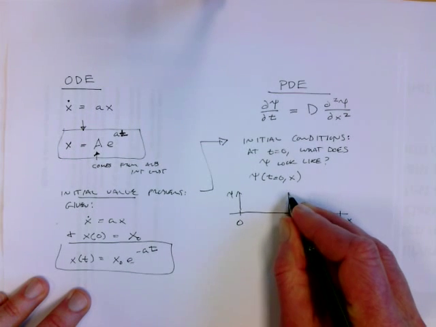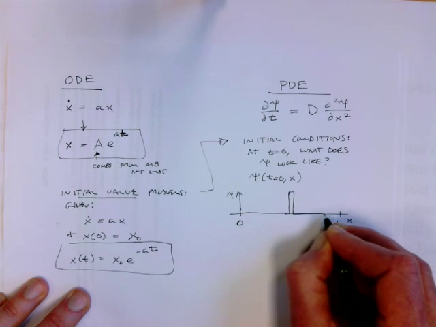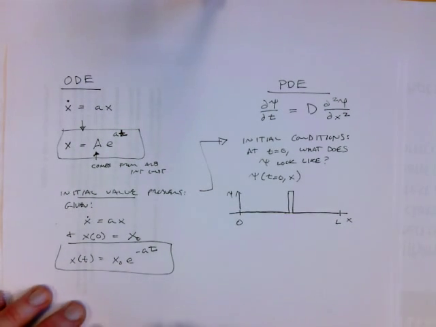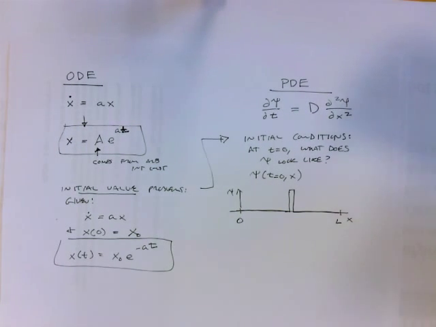Initially, I've got this high concentration of psi in the middle, and then psi is 0 elsewhere. So let me see if I understand this. This is like if I have a time series for psi and I take one snapshot right at the beginning. That's right, this is the first snapshot, and then it evolves over time.